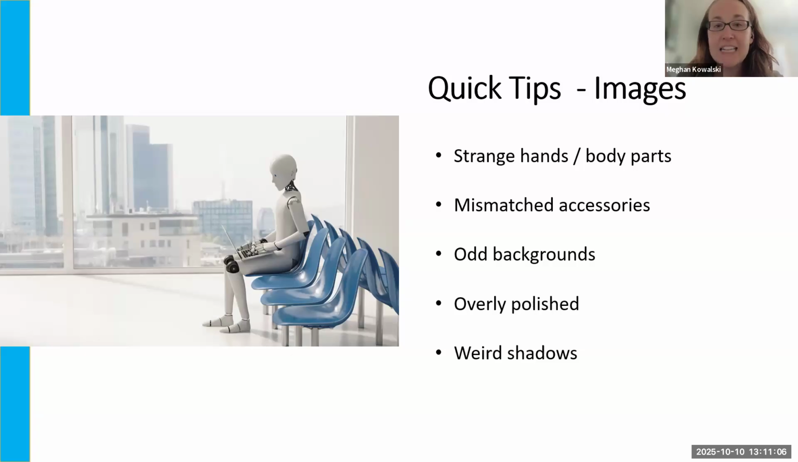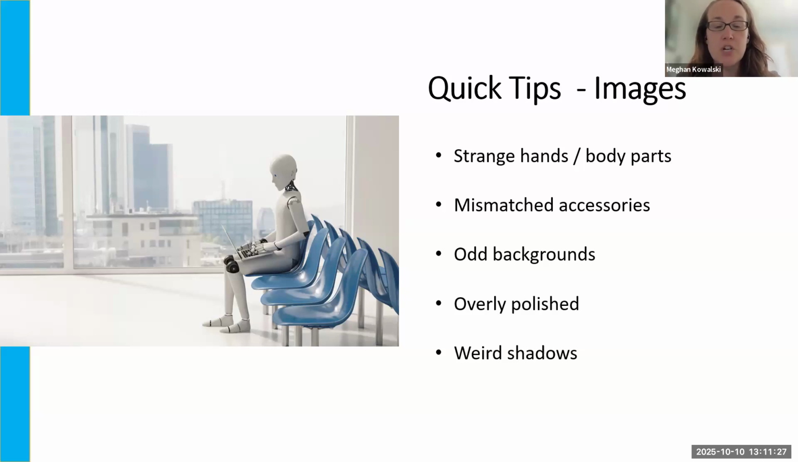Are there strange hands or fingers? Is there an extra limb floating around, not attached to anyone? You can also note things like mismatched accessories. One earring is one shape, one earring is another shape, or even in the eyes, are the eyes two different colors? You're also going to see some odd backgrounds or nonsensical details.